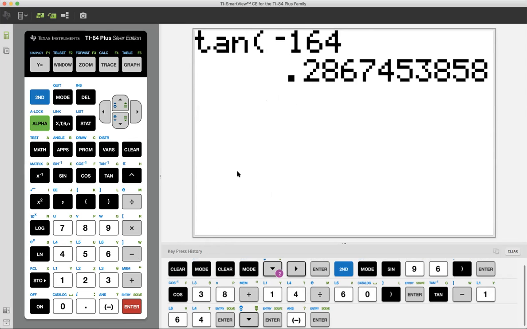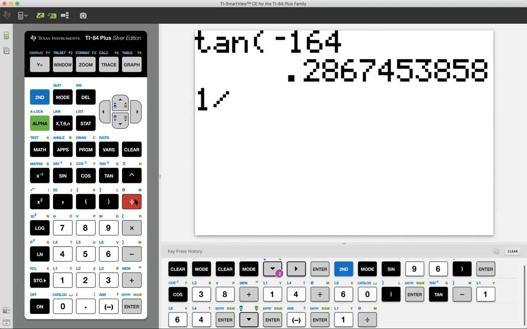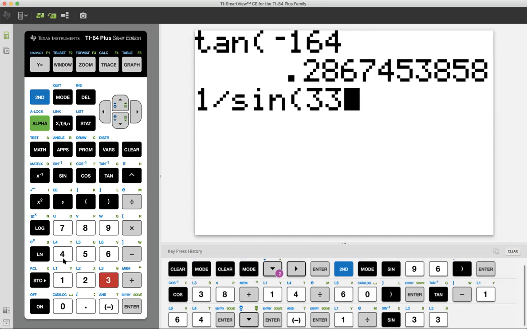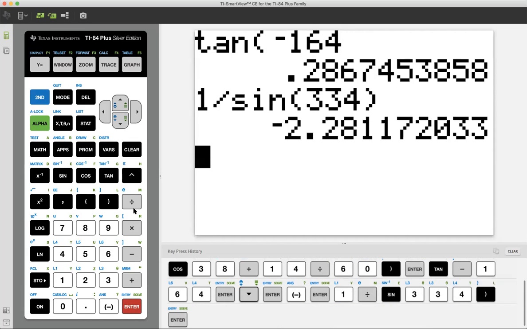If you're going to do cosecant, number 20 now, is cosecant of 334 degrees. You don't have a cosecant button, but you know that the cosecant is the reciprocal of the sine. So for cosecant, start by doing 1 divided by, and then sine 334. Enter, and then there would be the answer. Round that to 8 decimal places.